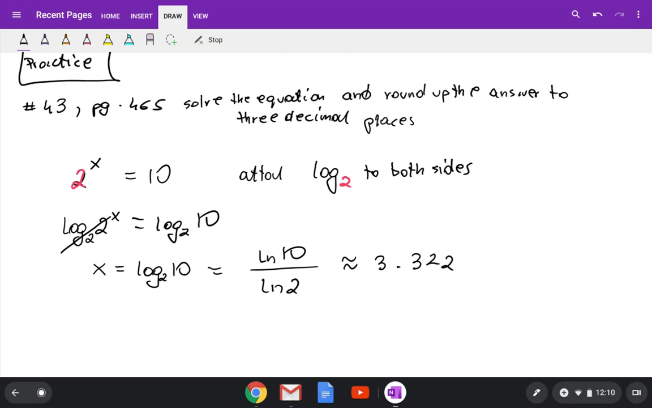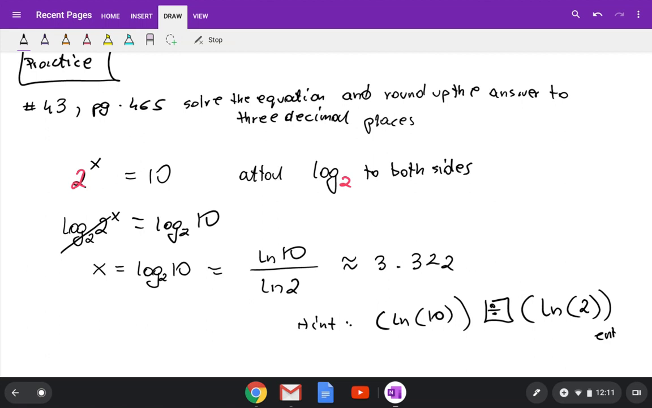Okay, so if you want to do it in one shot on your calculator, I will open parenthesis, type ln, parenthesis will open, you type 10, close parenthesis, click on the division, open parenthesis, type ln, parenthesis will open, you put 2, close parenthesis, and click enter or equal sign. And you should get that solution. Okay, so that's not bad. Let's do more.